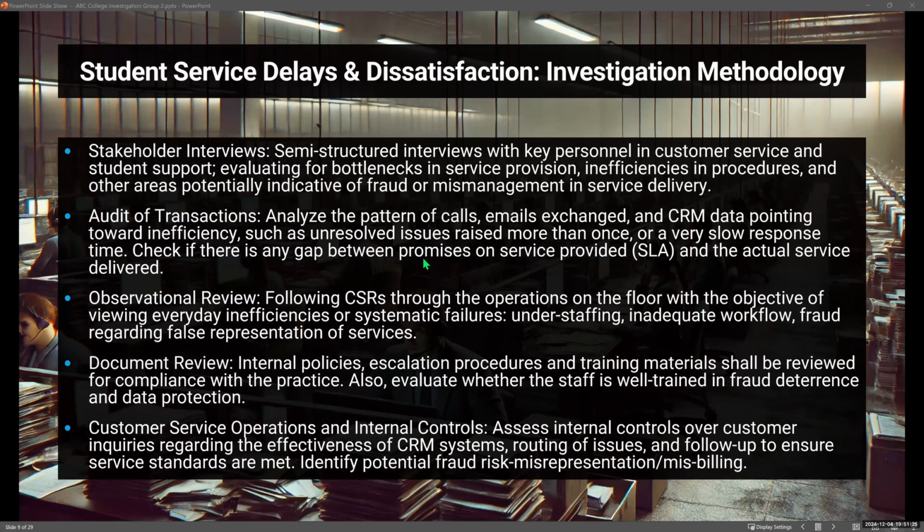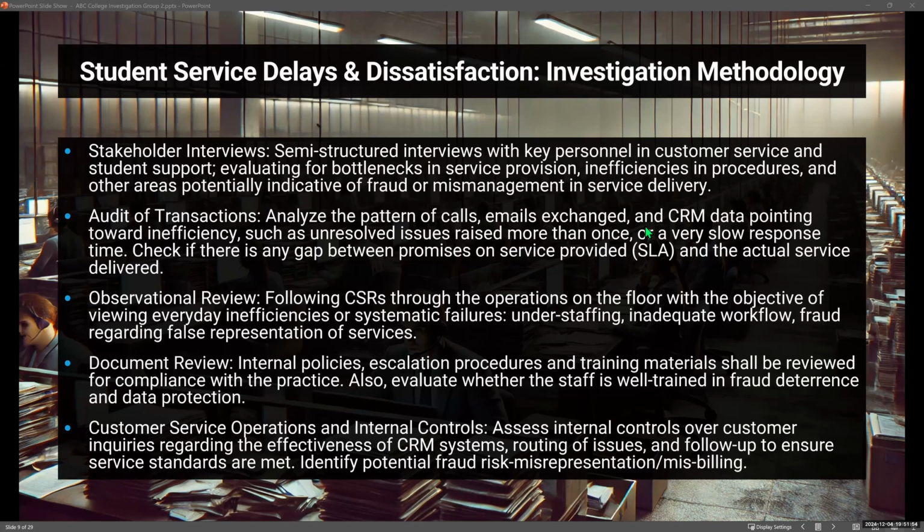Investigative methodology here: to interview stakeholders, to have semi-structured interviews with key personnel in customer service and student support, looking for bottlenecks in service provisions, inefficiencies in procedures, and other areas potentially indicative of fraud or mismanagement in service delivery. To do an audit of transactions, analyze the pattern of calls, emails exchanged, and CRM data pointing towards inefficiency.